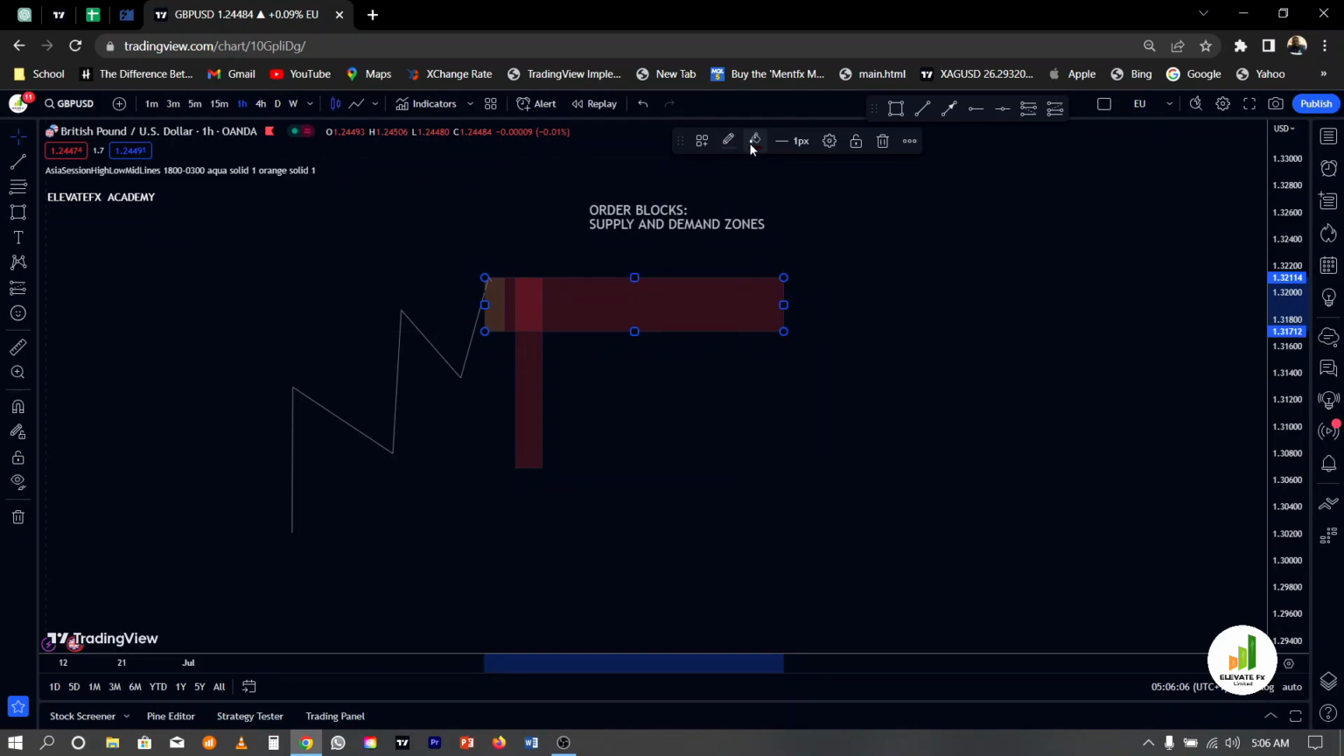Now the order block is this last green candle. Let's change that to gray. This last green candle before this red candle, that's an order block. In this case, this is going to be referred to as a supply. This is a bearish order block.